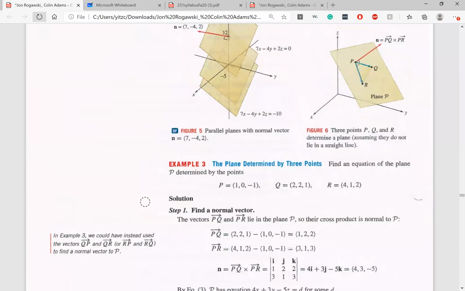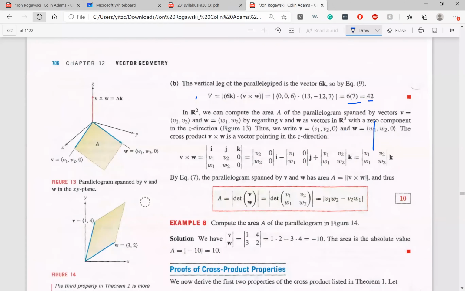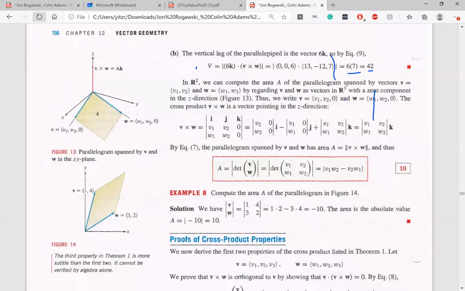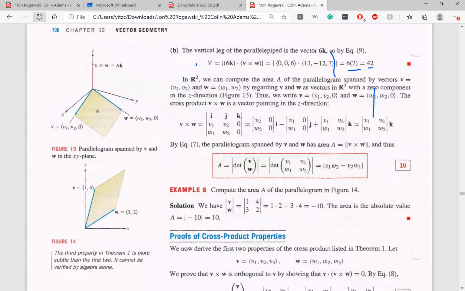Professor, could you please do a review for the quiz? I'd rather not do a review for the quiz. I'd rather keep moving on with the material. If there are any specific questions that you want to go over, then email me and we can go over those questions.